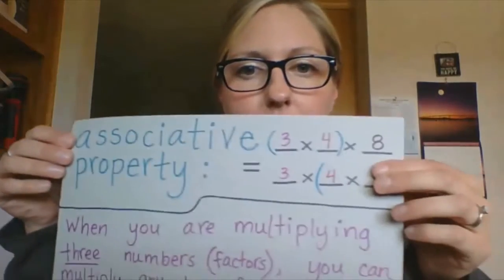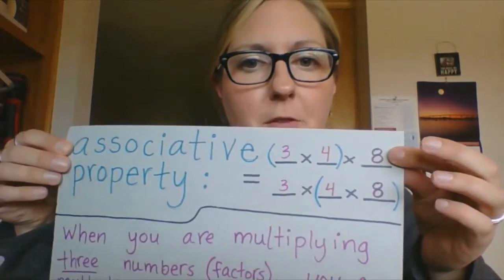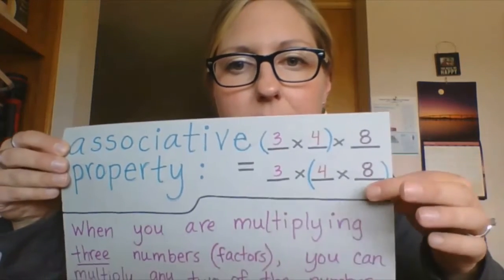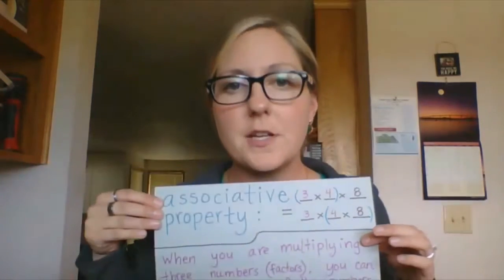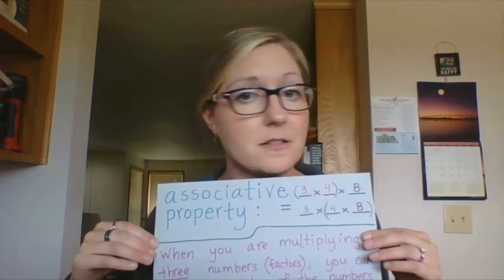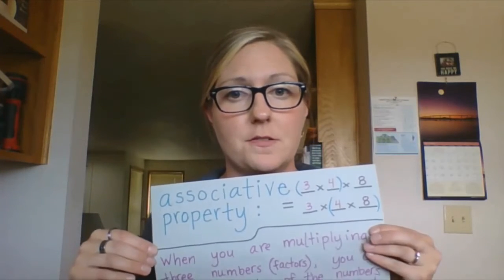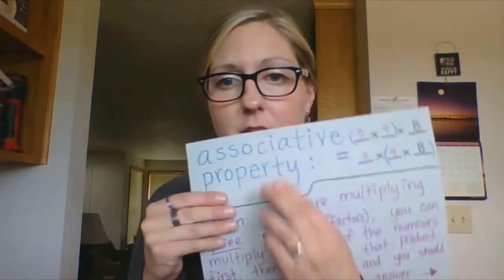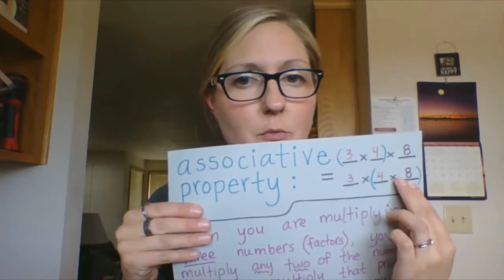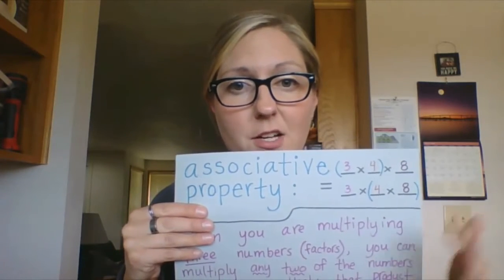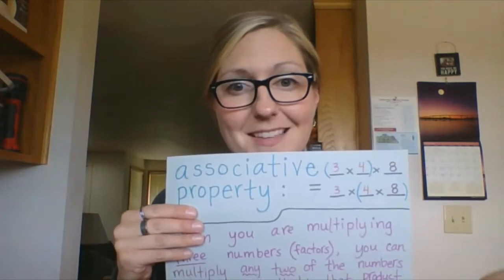So in an example like at the top here, if we were solving 3 times 4 times 8, the associative property is a rule that says that we can solve those equations by multiplying the factors and grouping them in any way we want to. And our final answer, our product, should still always be the same.